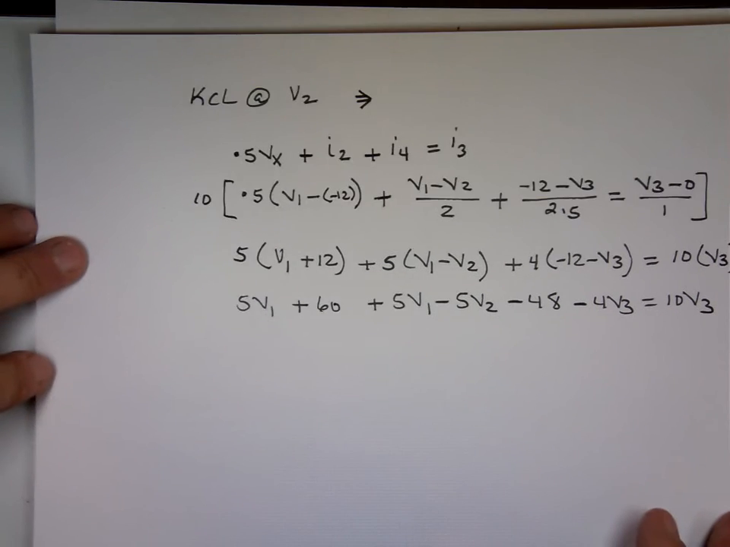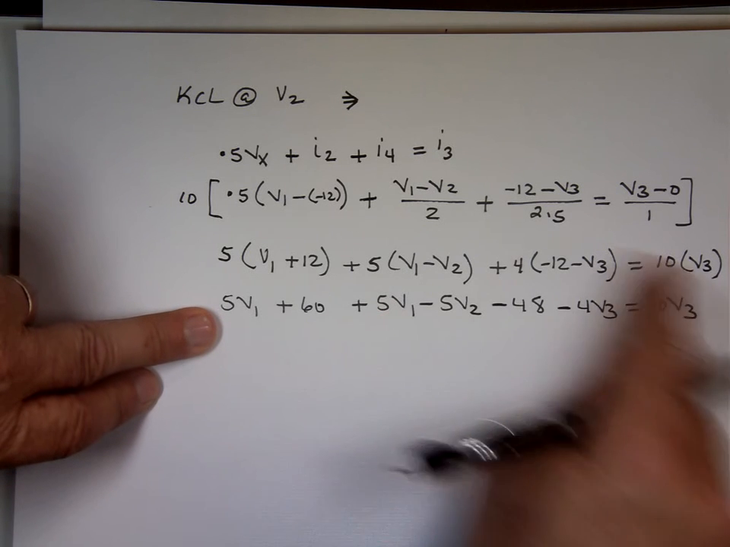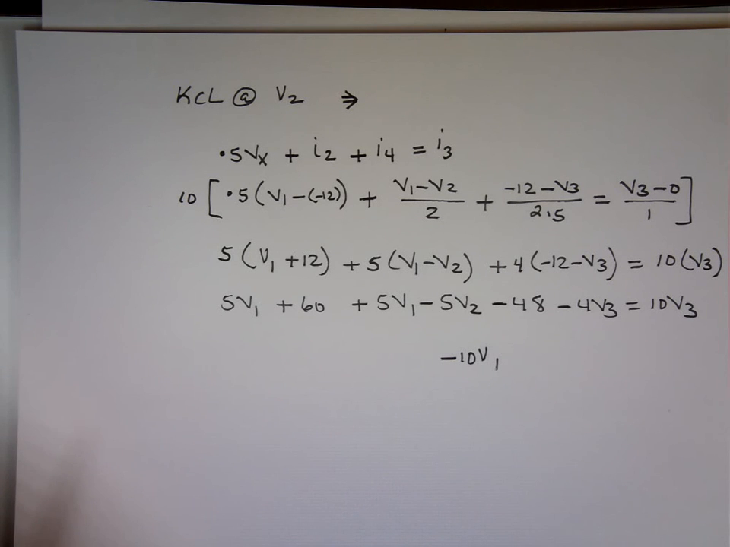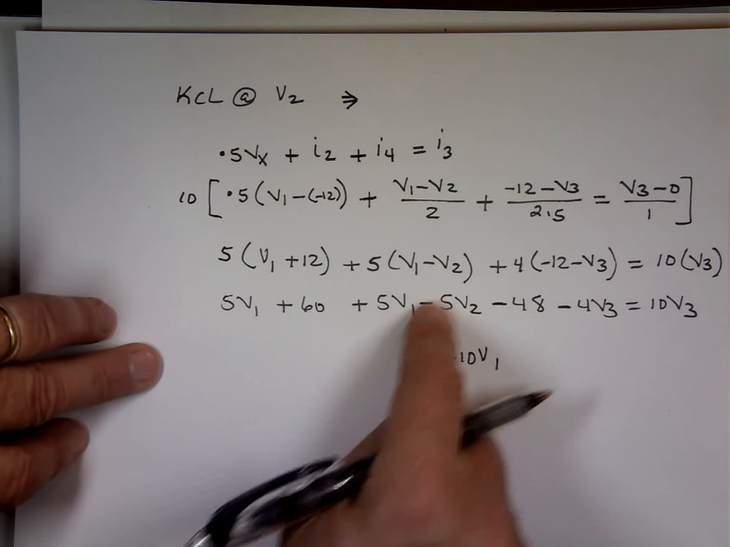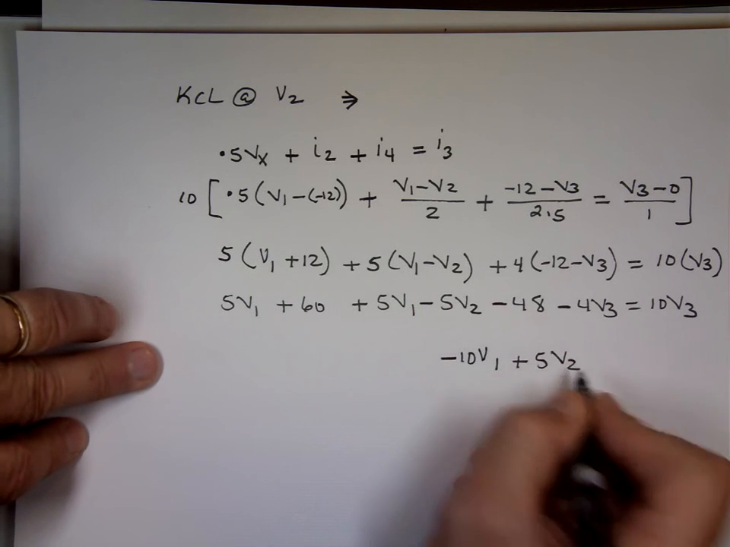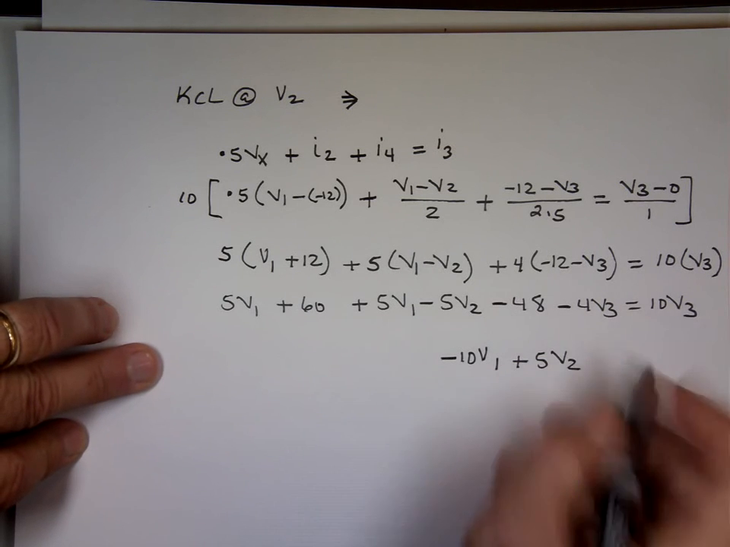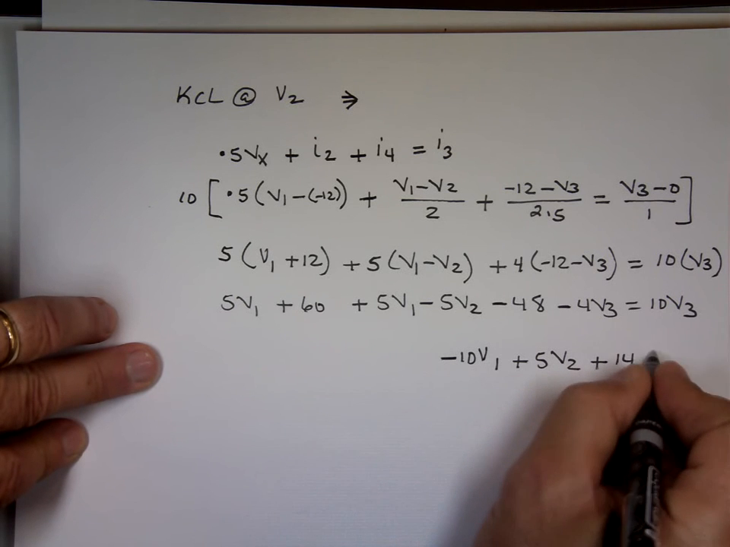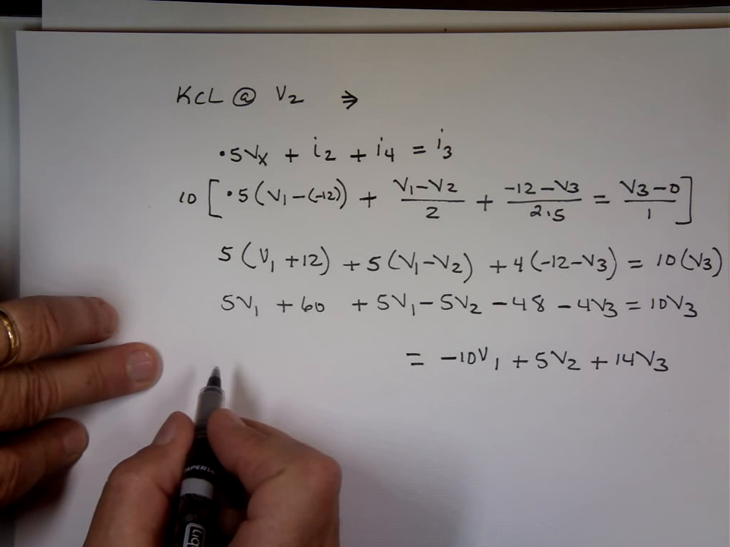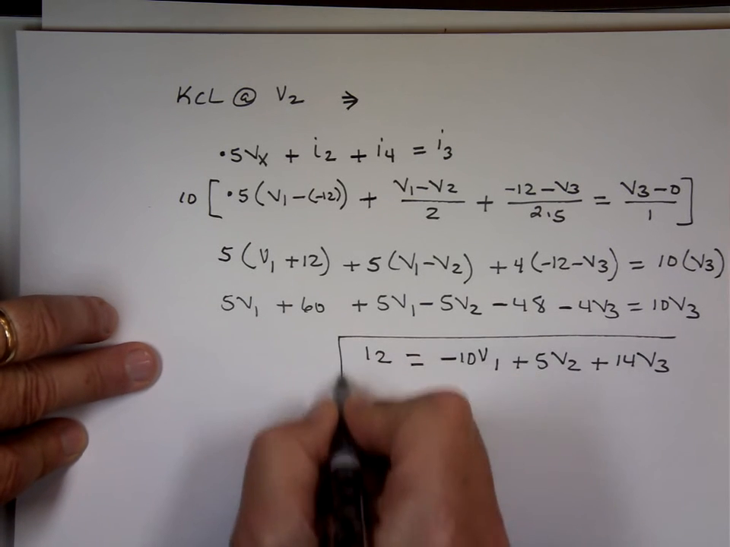5 and 5 is what? 10? 10V1. When you take it to the right side, negative 10V1. V2, negative 5. When you move it to that side, becomes what? Positive 5V2. V3, when I move this one there, that's plus 14, right? And what's left on this side? What is 60 minus 48? Is it 12? Again, if I collected like terms, if I did a good job with them, there's my answer.